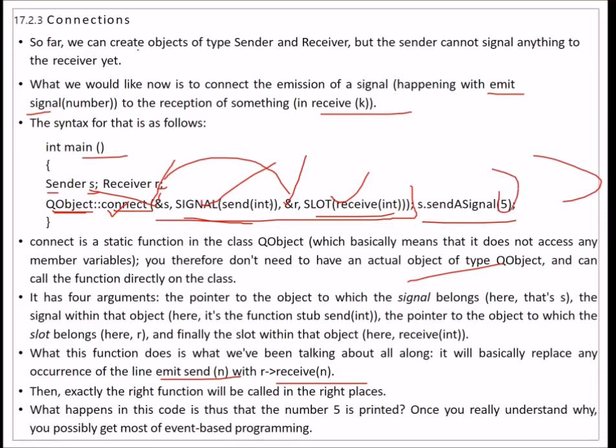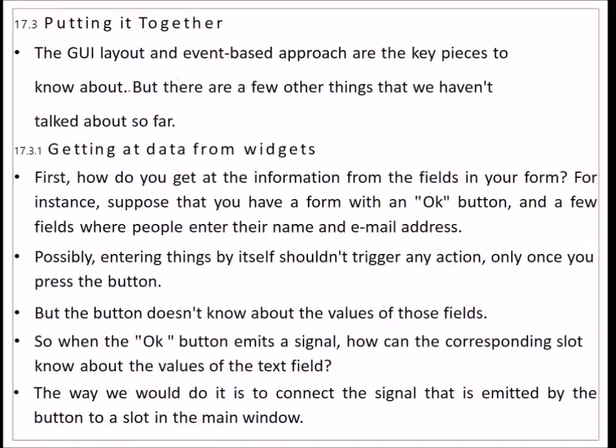Once you really understand why, you possibly get more and you understand this event based programming. Now putting all this together, this GUI layout and event based approaches are the key pieces we have known, but we need to think more about this. So, getting at data from widgets now. First, how do you get information from the field of your form? For instance, suppose that you have a form with the OK button and you have some name or email addresses.